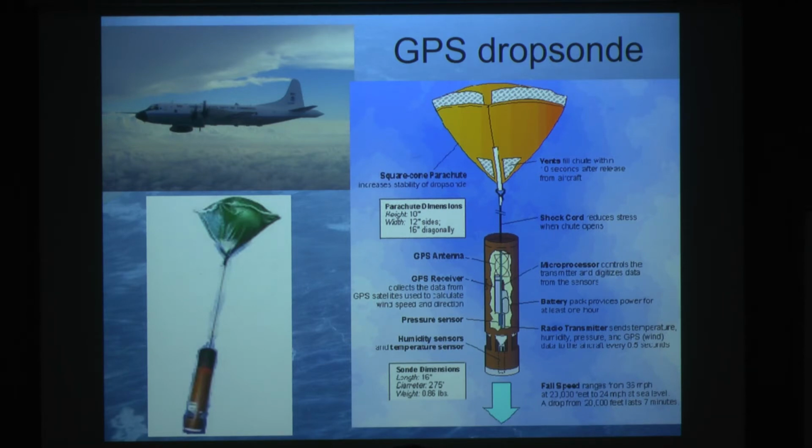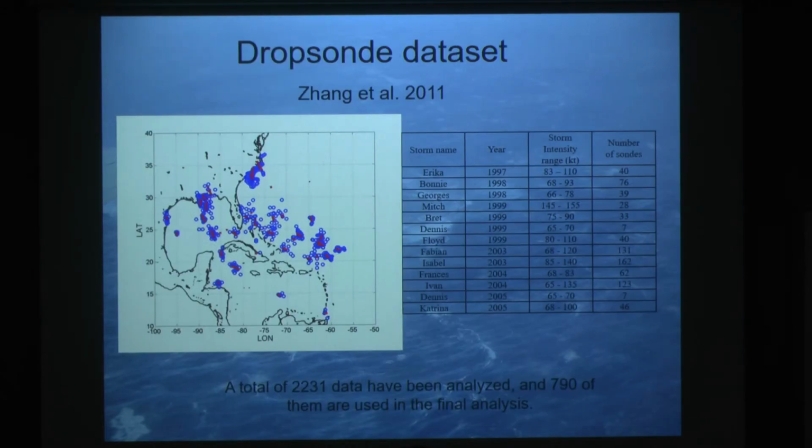In terms of the boundary layer structure, I have a paper published in Monthly Weather Review in 2011. I mentioned that for each flight, we usually drop 10 to 30 sondes due to the resources and the timing. So what I did is composite the dropsonde data from multiple storms. This is the database I looked at.